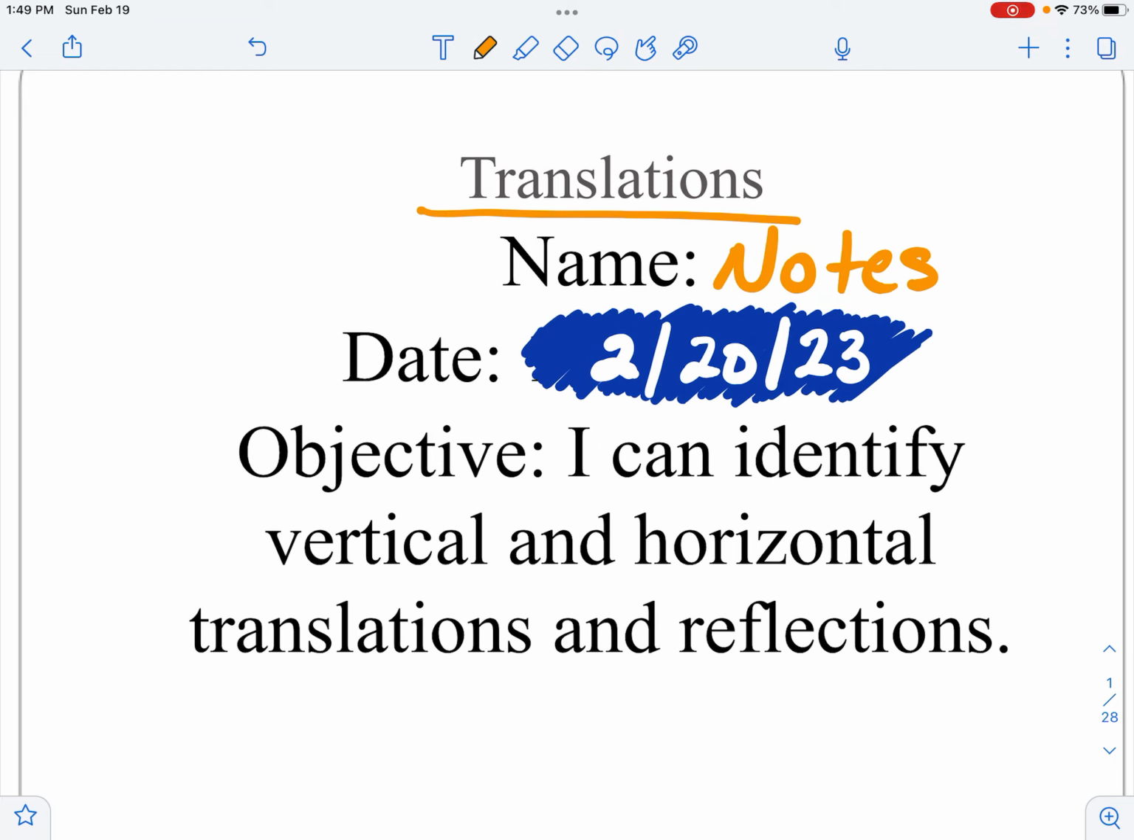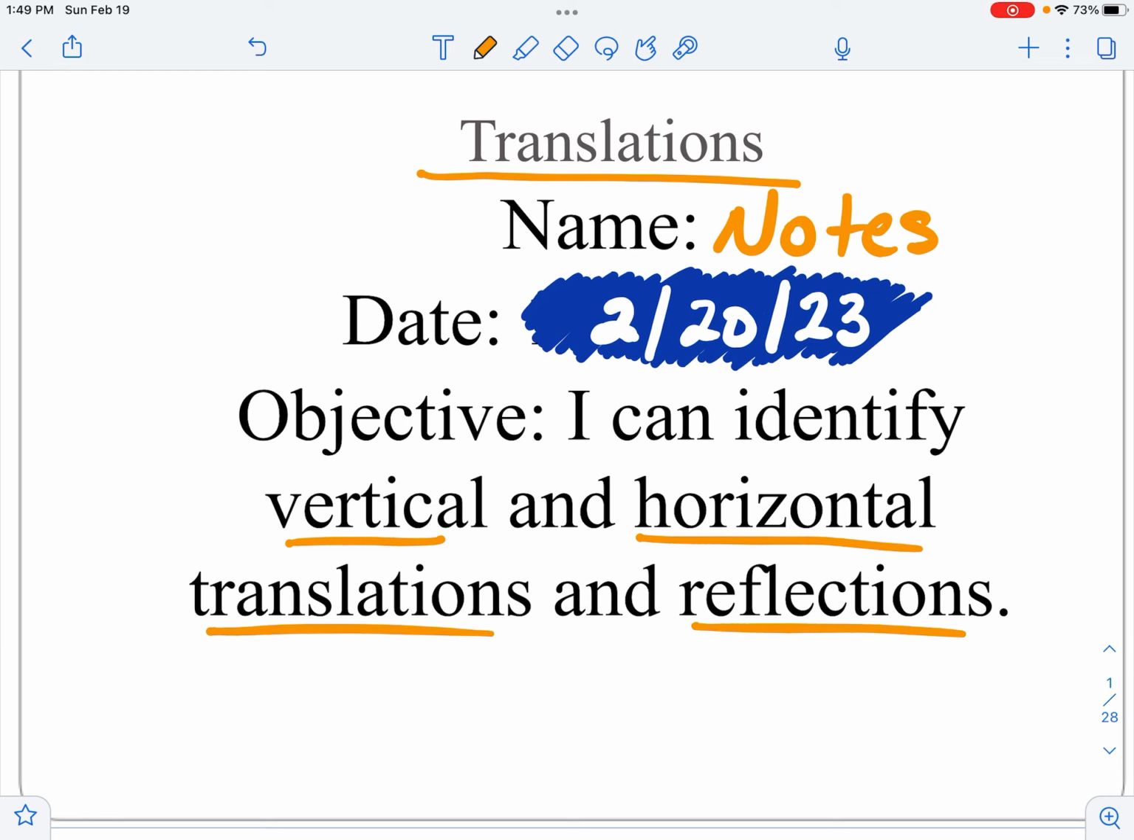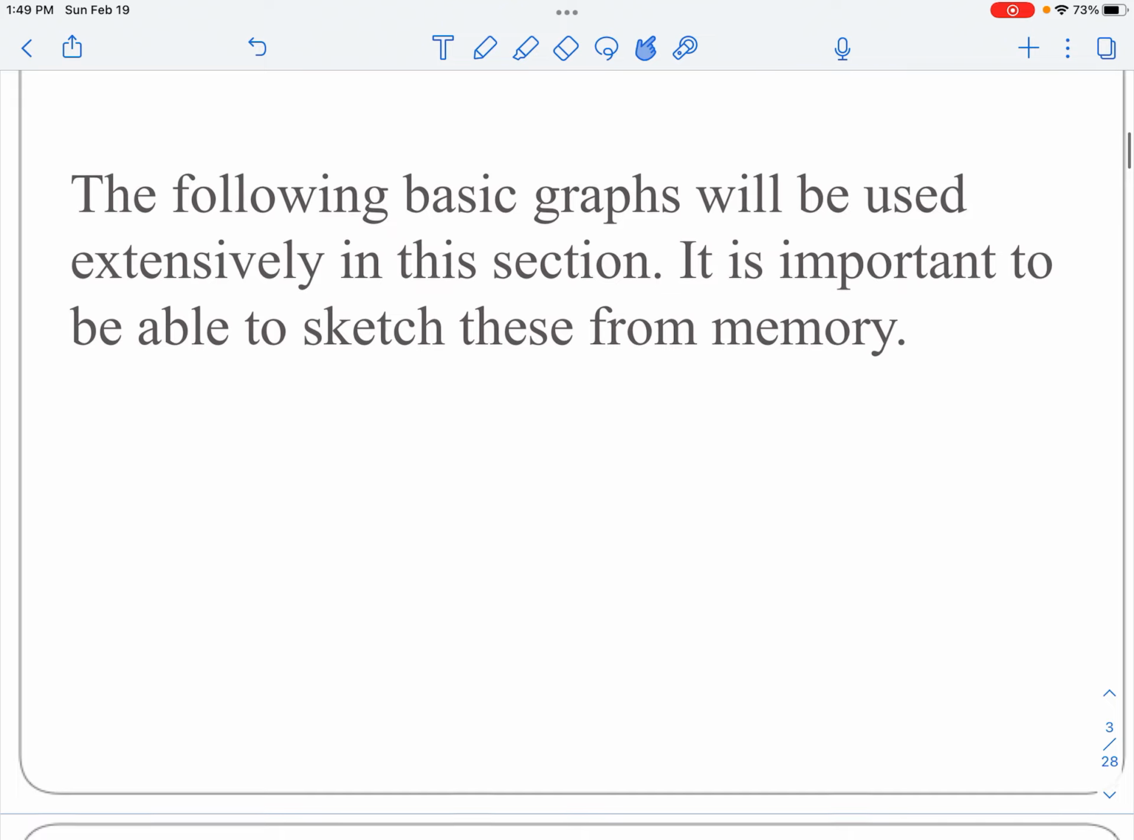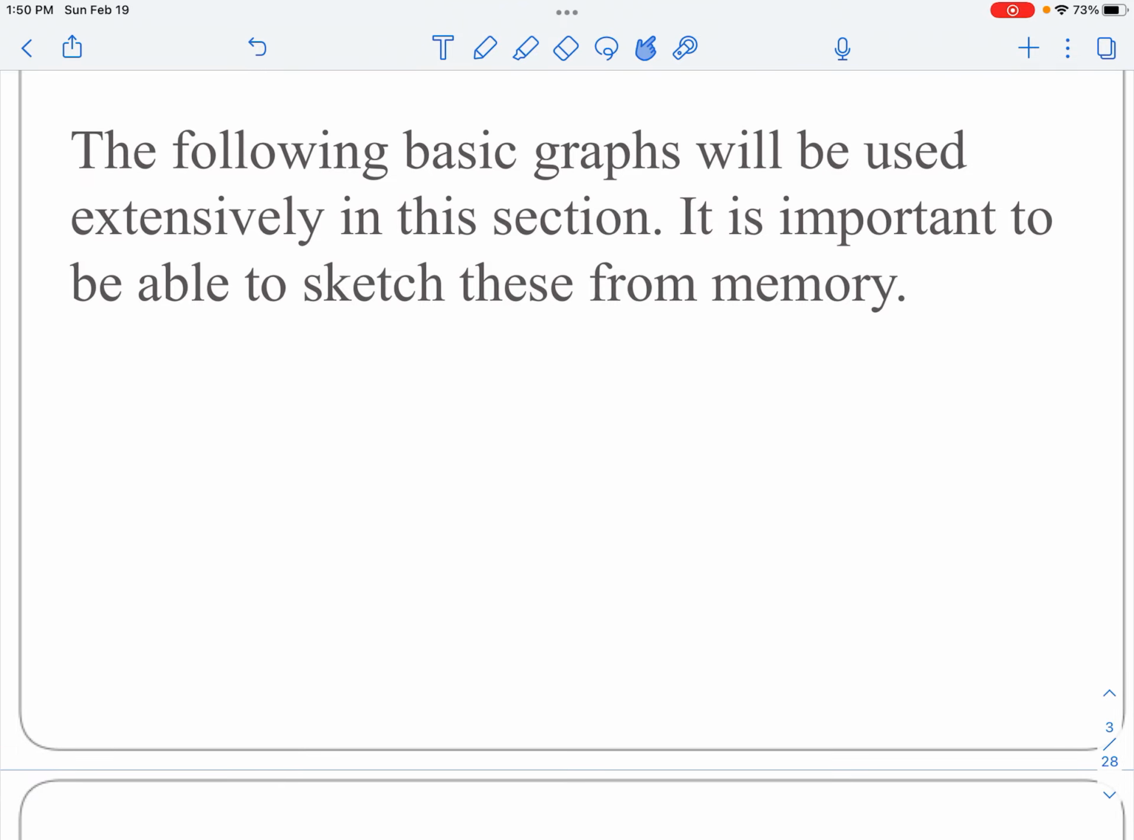And what we're going to be able to do is identify vertical and horizontal translations and reflections within a function. And we're going to talk about what all of these things mean as we go through the lesson. So the following basic graphs will be used extensively in these sections. It's important to be able to sketch these from memory.